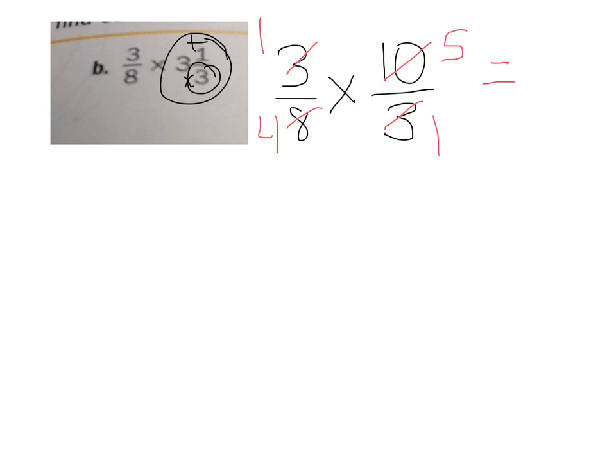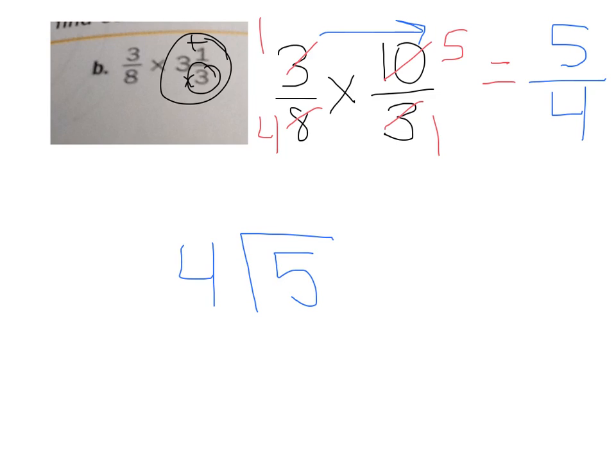Can't simplify anymore, so now I can multiply straight across. 1 times 5 is 5. 4 times 1 is 4, and that's what my answer will be. Now, one more step. This is an improper fraction, and I need to turn it back into a mixed number. So to do that, I'm going to take my 5 on the inside, and I'm going to have my 4 on the outside.